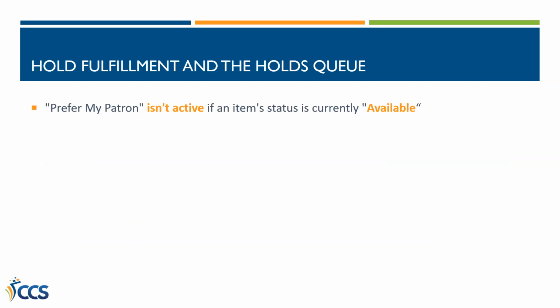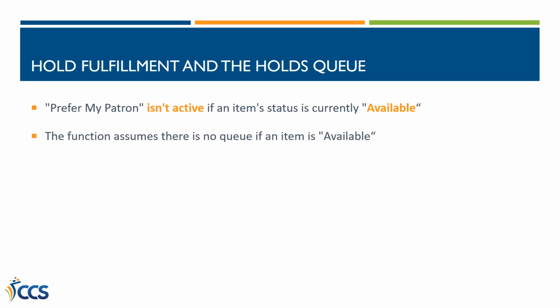So one very important thing to know about Prefer My Patron is that it does not kick in if an item's status is available. So if the item is actively out there, checked out, it went unclaimed on the hold shelf, it was in repair, it's in transit, and you check that item in, Prefer My Patron is going to apply.